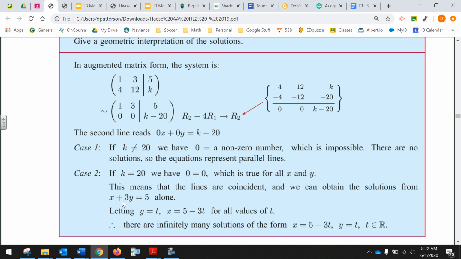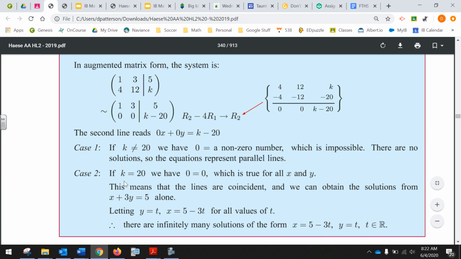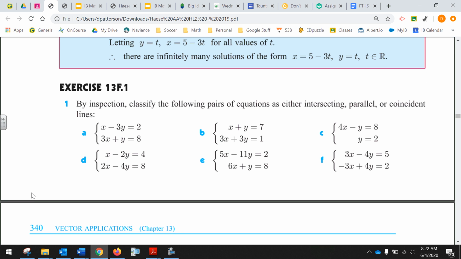We could say, okay, we have x plus 3y equals 5. So we could just say y equals t, and then if I go to solve for x there, x equals 5 minus 3t. Now I could have said x equals t, and I would have had a slightly different equation for y, but that would have been the same thing. So when we go to write our solutions, we say there are infinitely many solutions in the form of x equals 5 minus 3t, y equals t, where t is a real number. So again, we had to deal with both scenarios here. It's possible that it has no solutions because they're parallel lines, or if k does equal 20, then we have these solutions here. All right, that's it for this first part of section 13F.